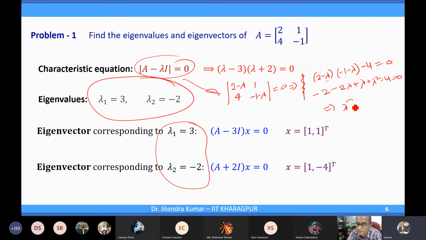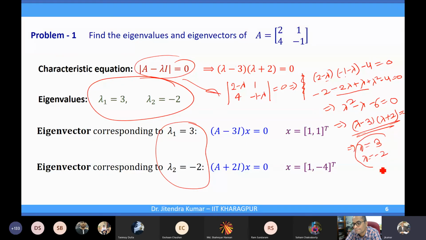So what is that equation? Lambda square minus lambda minus 6, right? Once you factorize this, you have (lambda minus 3)(lambda plus 2) equal to 0. Correct? And this implies lambda is 3 and lambda is -2. These are the two roots.